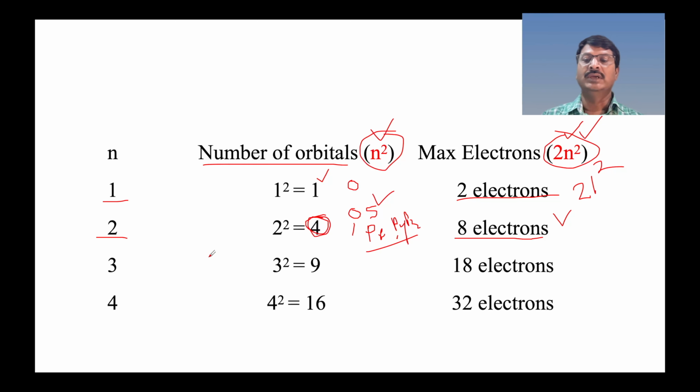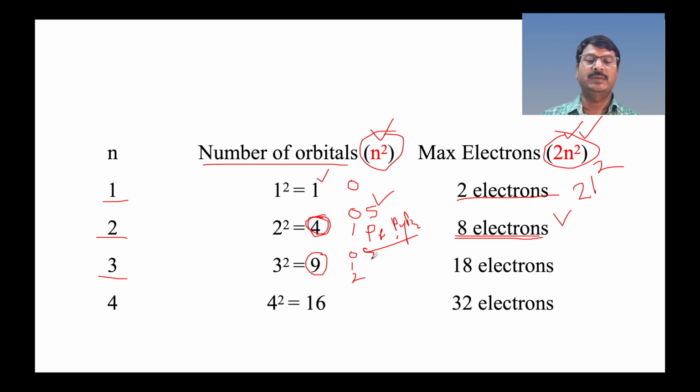Same thing here, the n value is 2. When you substitute the 2 value here, you get 2 into 2 square. So 2 square is 4, into 2, you get 8 electrons. And similarly, let us come to principal quantum number 3. The total number of orbitals or subenergy levels is 9. How do we get the 9? Same thing here, it contains 0, 1, 2.